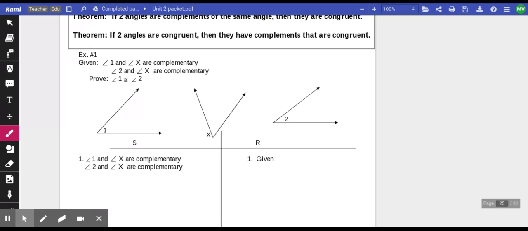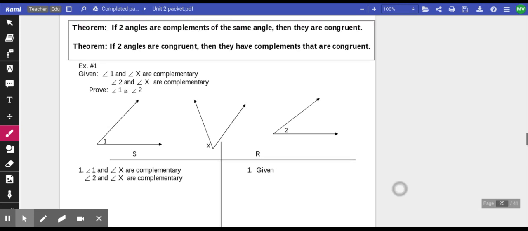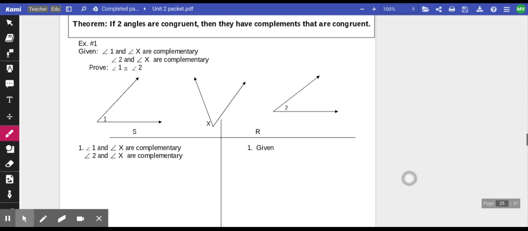So in number 1, we have angle 1 and angle x are complementary, and angle 2 and angle x are complementary. And I want to prove that angle 1 is congruent to angle 2. Well, to prove that, we can use our first theorem up here, which says if two angles are complements of the same angle, then they are congruent.